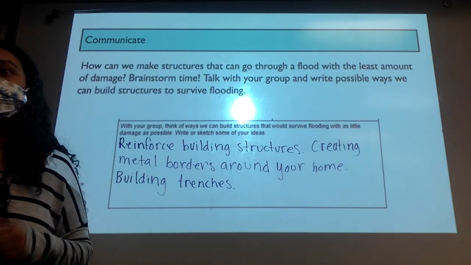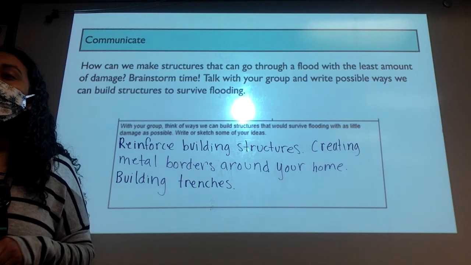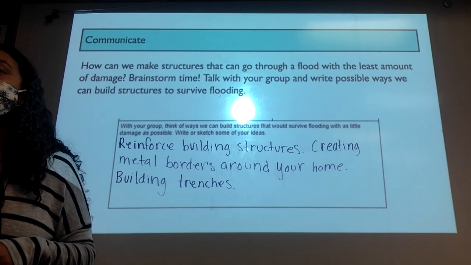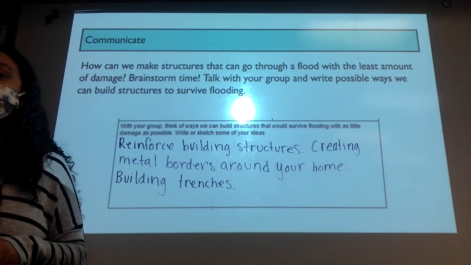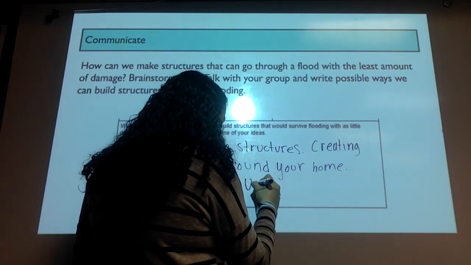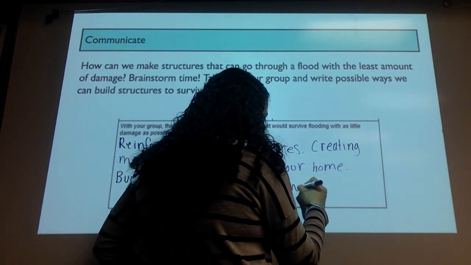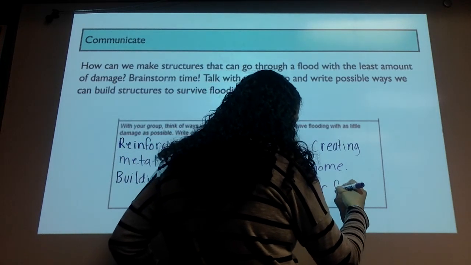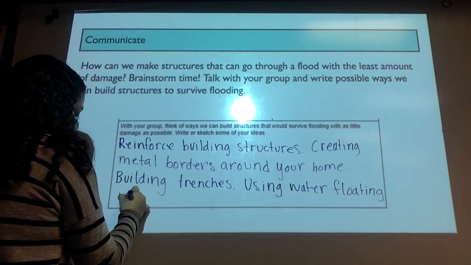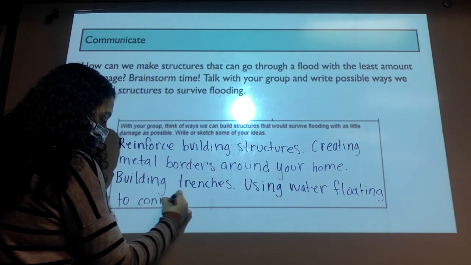Ledger, last one. If you have like a house that's on poles on the ground and there's a pole in the middle upstairs, you could put like floaties all around it, and if it knocks it off, your house will just float. Okay. So using water floaties to connect to your house.